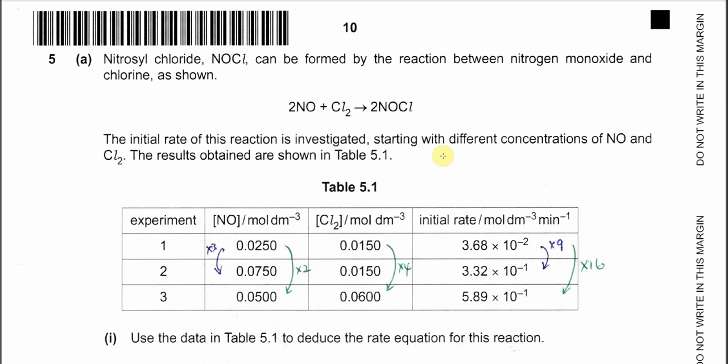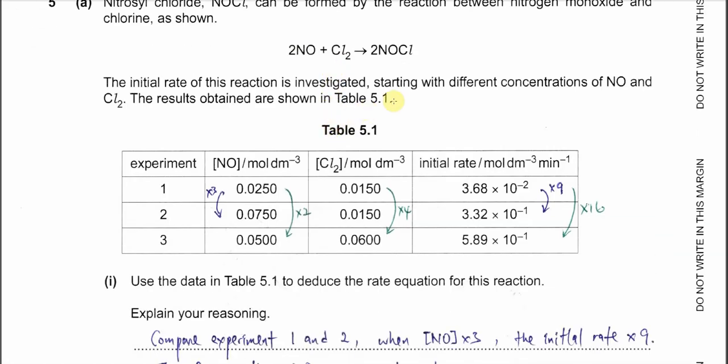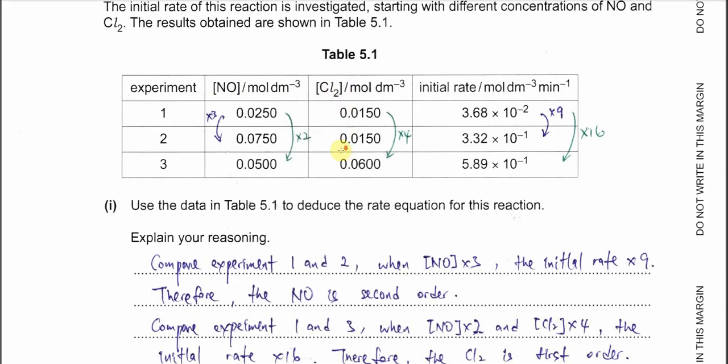Question 5a. Nitroxyl chloride can be formed by nitrogen monoxide and chlorine. The initial rate of this reaction is investigated, and in table 5.1 there are 3 experiments. We need to use these experiment results to deduce the orders of the NO and the chlorine.